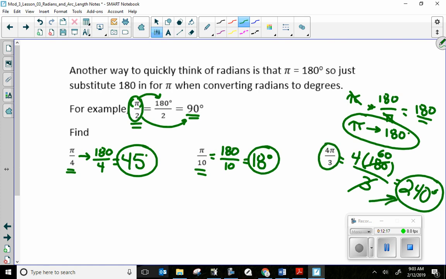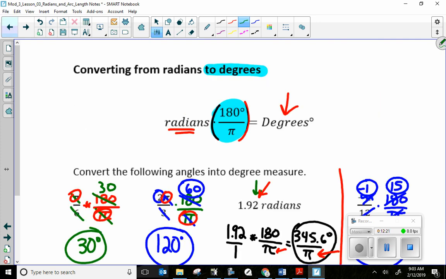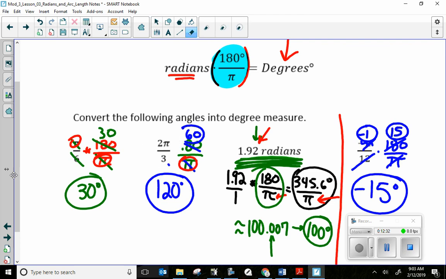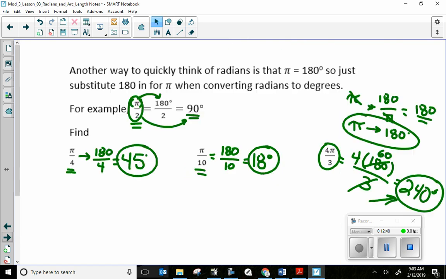That's all fine and dandy as long as you have that pi there. I cannot do that here because I do not have a pi. I have to multiply that times 180 over pi. But if I have a pi, I can do the shortcut by just substituting 180 degrees in for pi. And that's a neat little shortcut.